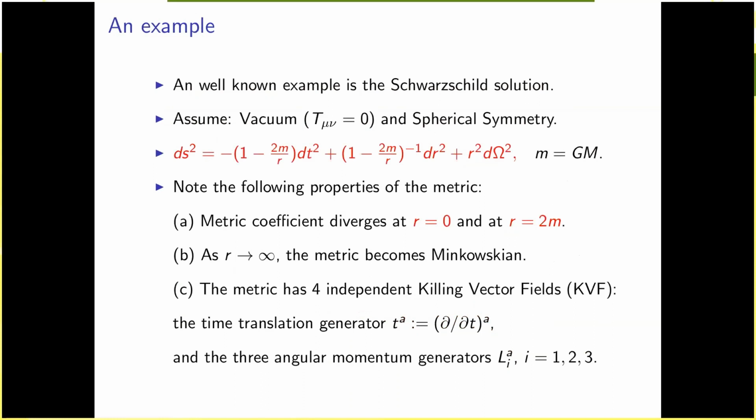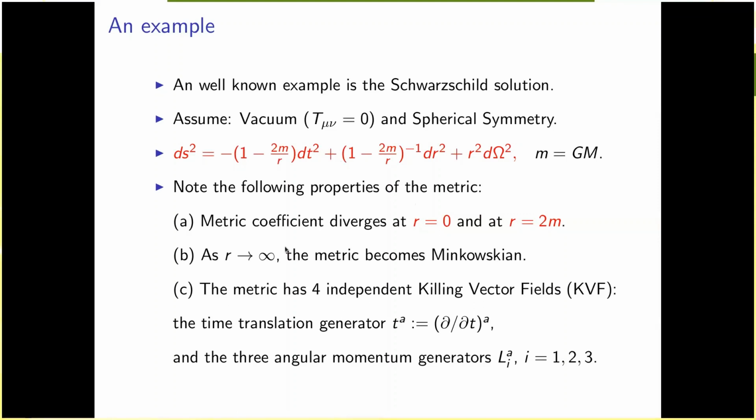So let's take an example of what a black hole is. We all know what this is, but let's take one very specific case, which is the Schwarzschild solution. It is given by this equation in red, where we use the units in which small m is equal to Newton's constant G times the mass of the black hole. We can clearly see from the coefficients of the metric that it blows up at r equal to 0 and at r equal to 2m. r equal to 0 is the singularity of the space-time, and r equal to 2m is what we know as the horizon of the black hole.